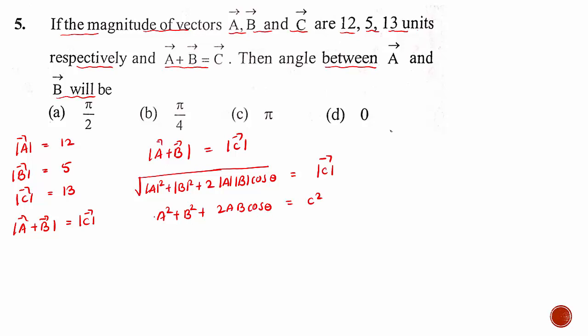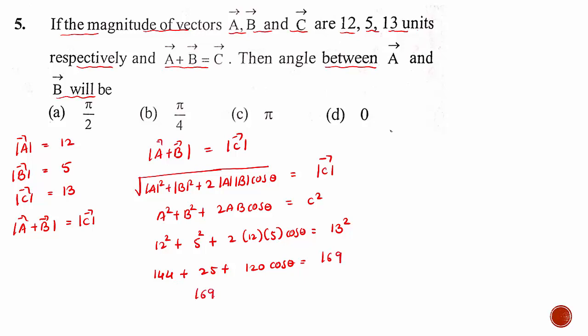Substitute the value of A, B and C. Here it is given A square is 12 square, B square is 5 square, 2 into A value is given 12 and B value is given 5, cos theta is equal to C value is given 13 square. So 12 square we got 144, 5 square is 25, 2 into 12 into 5 that gives 120, cos theta is equal to 13 square is 169. 144 plus 25 is 169 plus 120 cos theta is equal to 169.